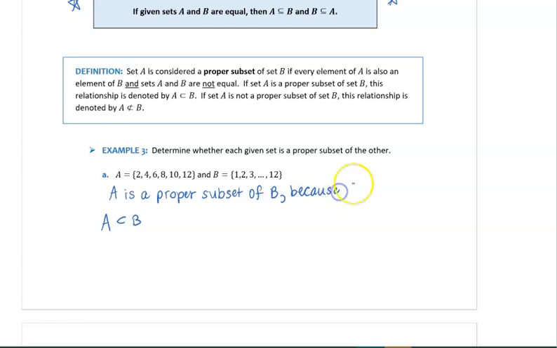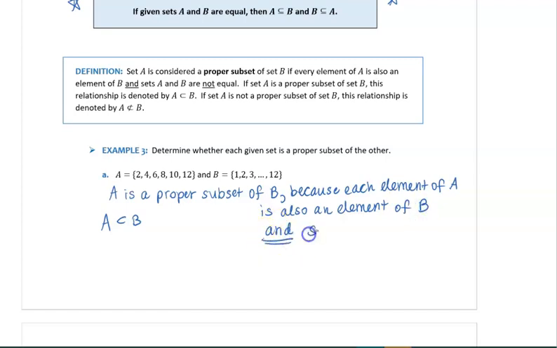because each element of set A is also an element of set B, and this is important, and those sets are not equal. So you could look at it like set A fits inside of set B. They are not exactly the same.